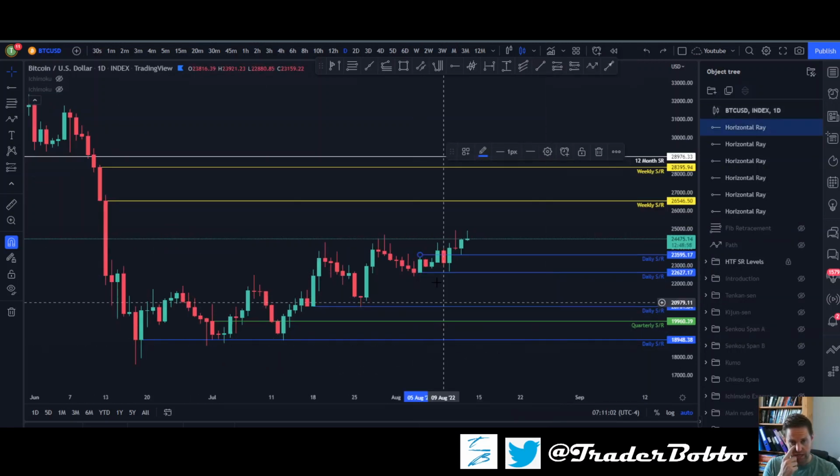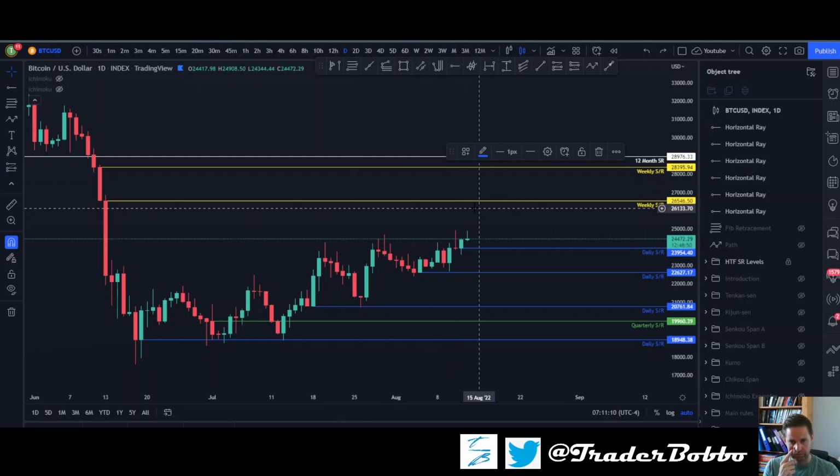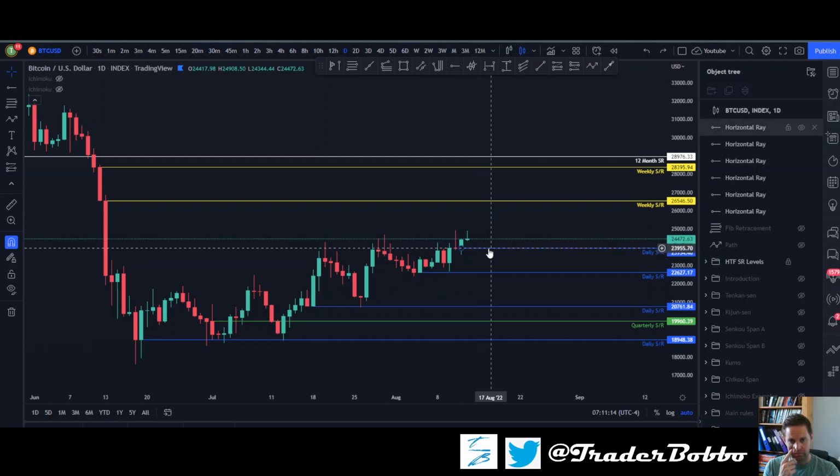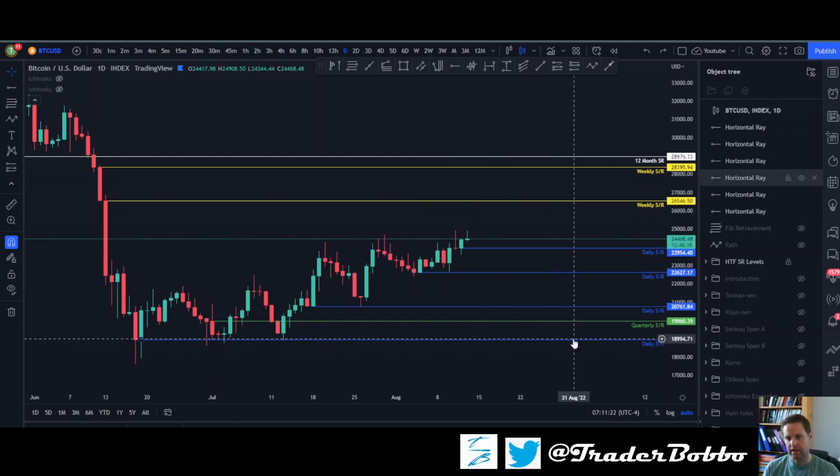So where is your next daily SR level? Currently at 24k. So if you're looking at to try to get into a long, you'd be looking at this sort of level, and you don't want to see these levels broken. That will break market structure, and then we start looking at your daily SR in terms of a resistance rather than a support.